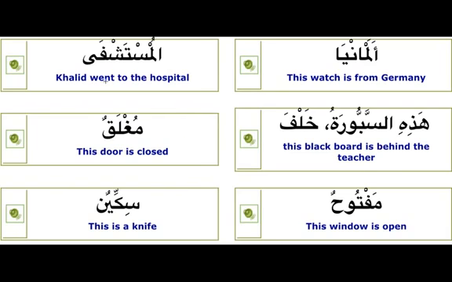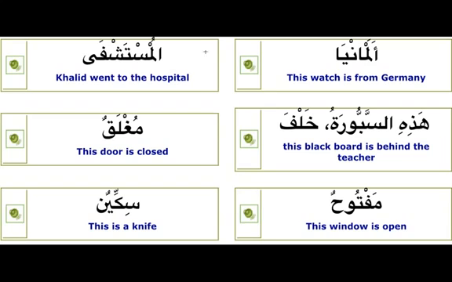Khalid went. Zahaba Khalidun. Zahaba Khalidun. Remember, Zahaba always comes with the harf jar ila. Like in English, we always say went to. We never say Khalid went hospital. We say Khalid went to hospital. I went to. They went to. To is ila. So always use Zahaba with ila. Zahaba Khalidun ilal mustashfa. To mustashfa.